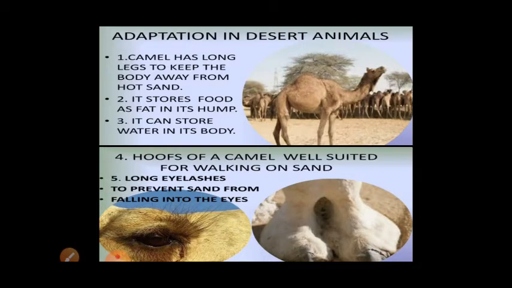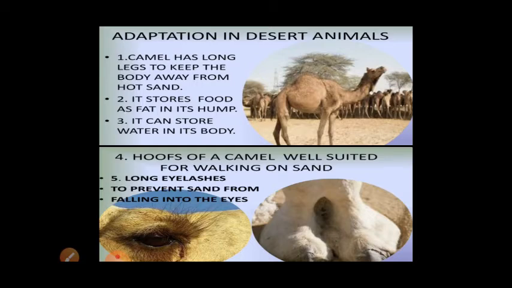It has pad-type hooves, so it is very easy for them to walk on the sand. Then long eyelashes, because in the desert there are many times sandstorms happen. As their eyelashes are very long, they can easily overcome the sandstorm, and the eyes will close, protecting the inside of the eyes from the sand.